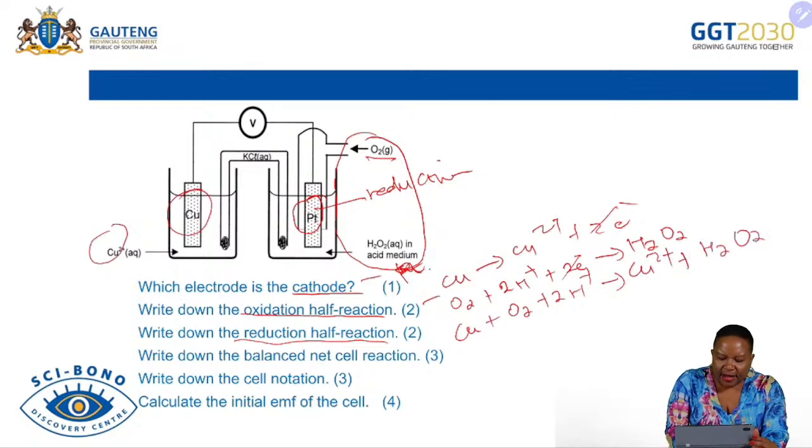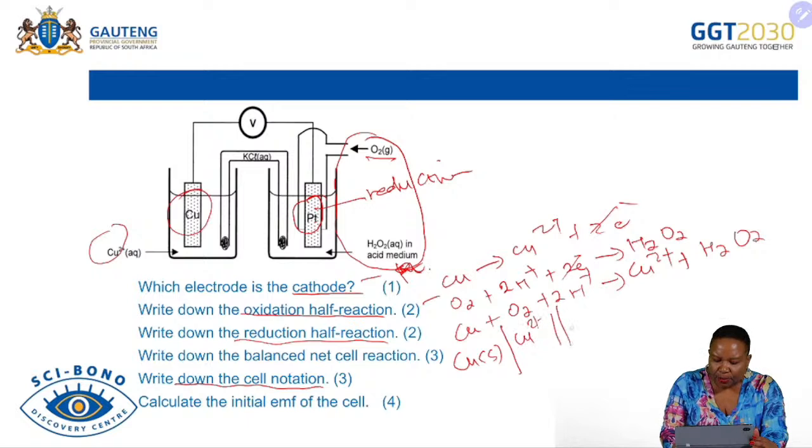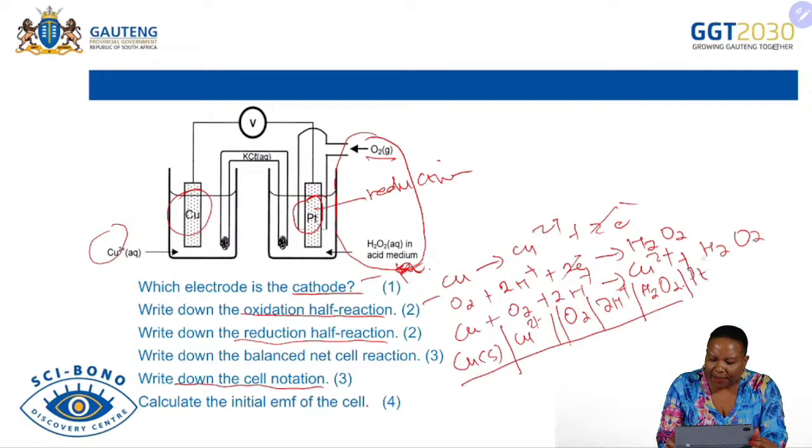H2O2. And then the cell notation now, remember, is copper, which is our solid, phase boundary, Cu2+, and then phase salt bridge, and then O2, which is a gas, phase boundary, 2H+. Then because this one is a liquid, H2O2. So this is our cell notation. Remember, phase boundary, platinum, because the platinum was acting as our surface for this half cell because it didn't have any surface. And then calculate the initial EMF.